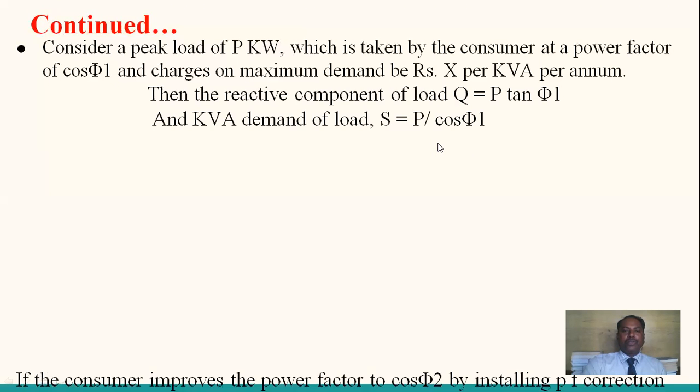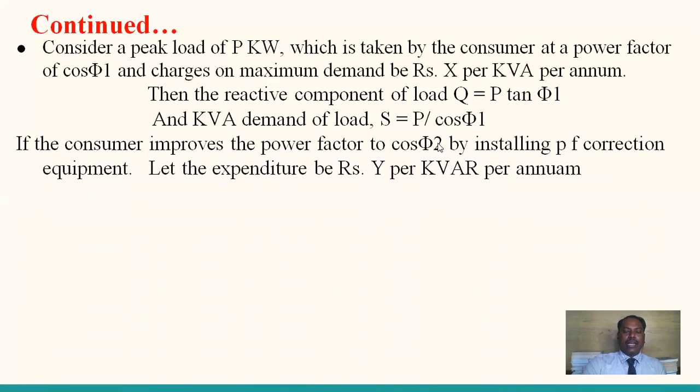So what the consumer does here is try to improve his power factor from cos phi 1 to cos phi 2 by installing power factor correction equipment. Let the expenditure be rupees Y per kVA per annum. Maximum demand charges in terms of kVA are X rupees per kVA per annum, but the expenditure is in terms of Y rupees per kVA per annum.